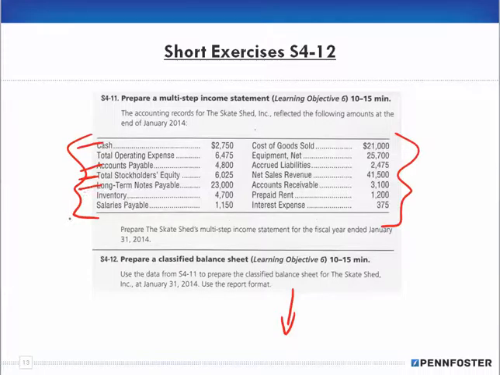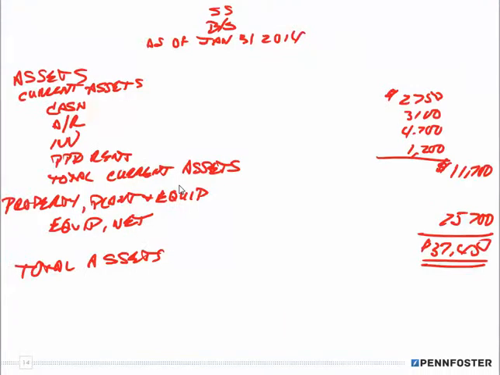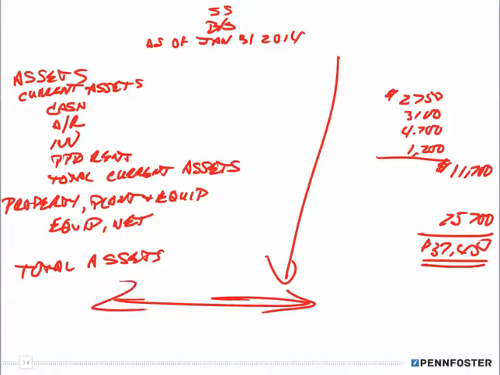long-term notes payable, salaries payable, accrued liability. Okay, those are my balance sheet accounts. So when I'm creating my balance sheet, the heading has to be correct, and then I'm doing everything straight down the page, right? I'm doing it down. I'm not doing it horizontal.